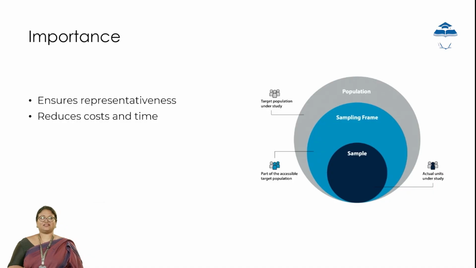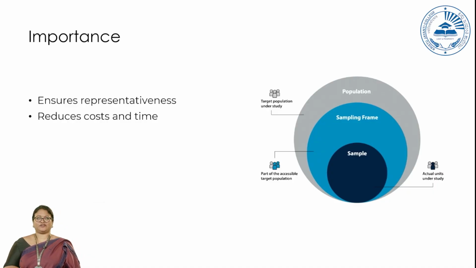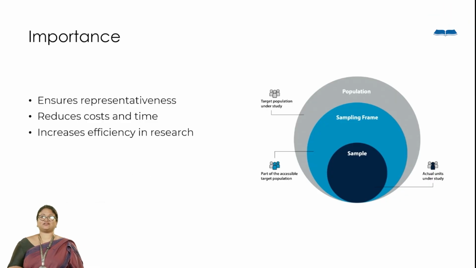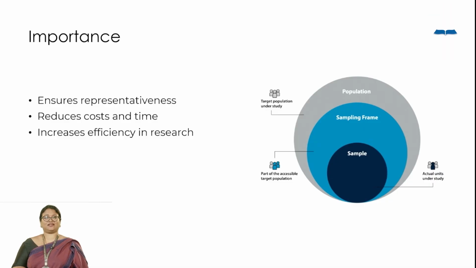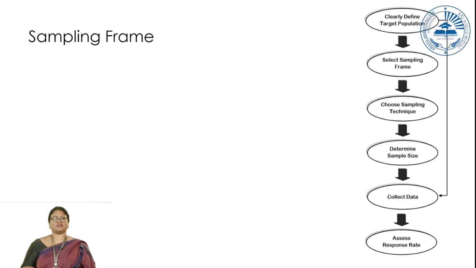The next importance is it reduces costs and time. For you to understand the time that it takes to gather data, we will find out how this sampling technique will help. The next is increases efficiency in research. Going out and collecting data from a lot of people may be a difficulty for the researcher. As a result of this, we need to make sure some representativeness from this population or from our entire study group is there in our research. So these are the importance of understanding this topic.